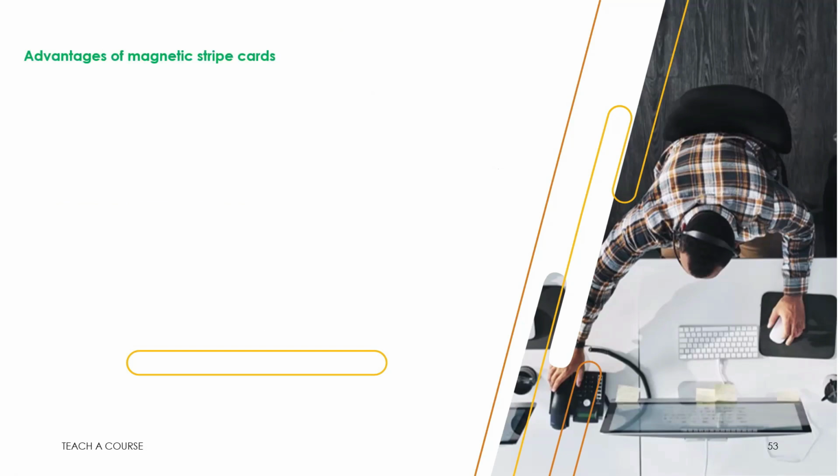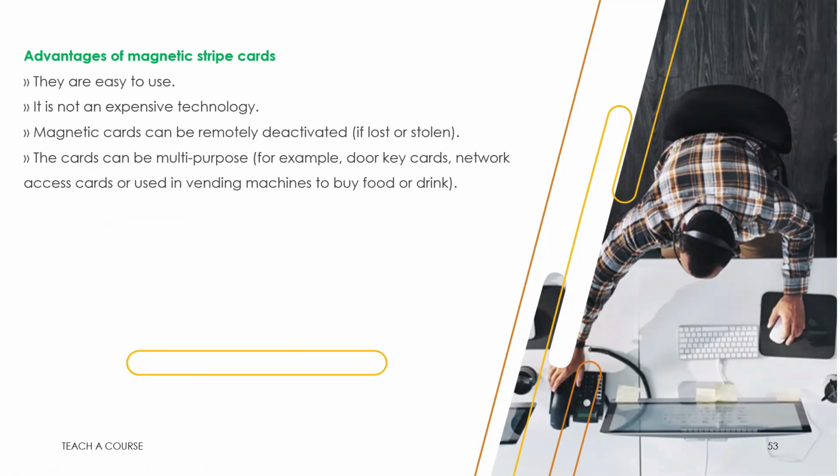Advantages of magnetic stripe cards. So now, this particular syllabus is full of advantages and disadvantages. So you need to pay particular attention to advantages and disadvantages of everything. So advantages of these cards: they are easy to use. It is not an expensive technology. The cards can be multi-purpose. For example, door key cards, network access cards, and cards used in vending machines to buy food and drinks.